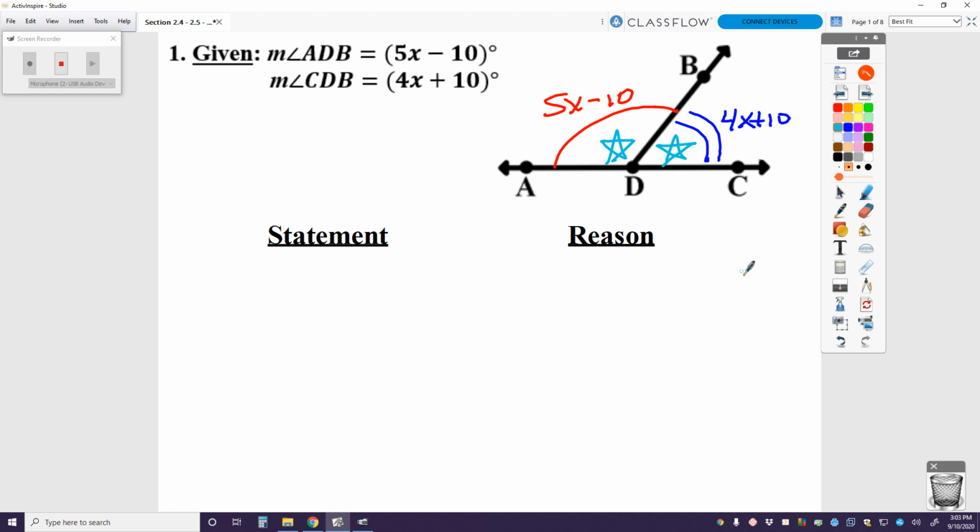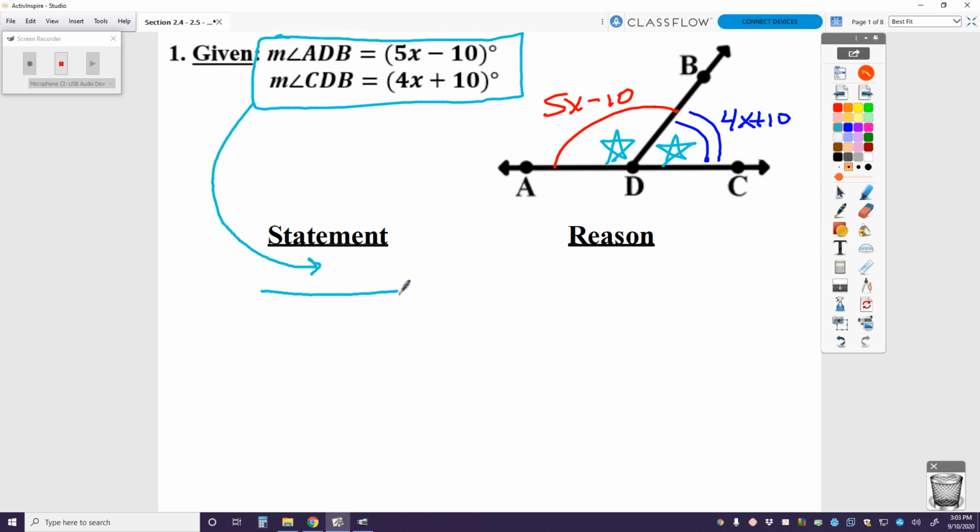So what do we always need to do first in our proof? We need to write our given statements. So here's what I'm going to do just to save a little bit of time, and I don't mind if you do this as well. You can say statement, you can just drop down an arrow there, reason, given. Perfect.